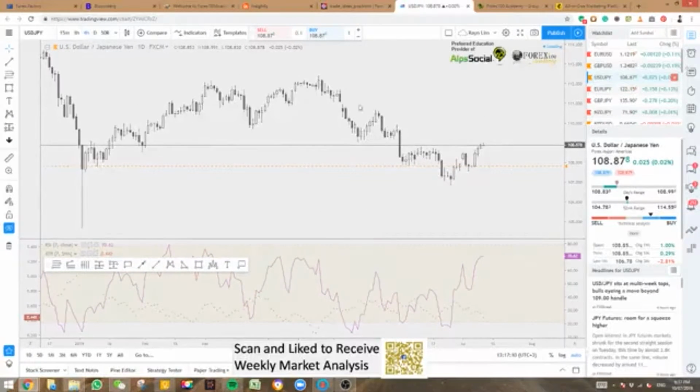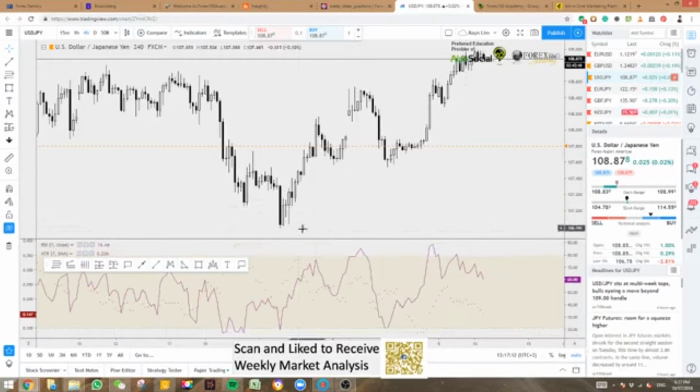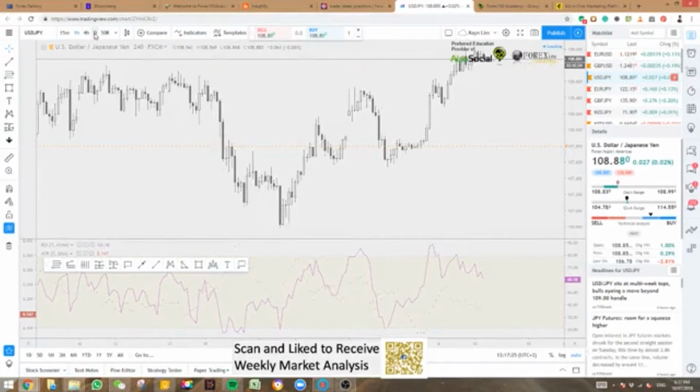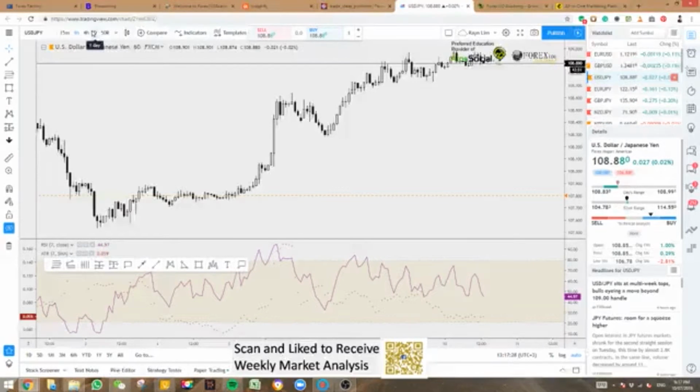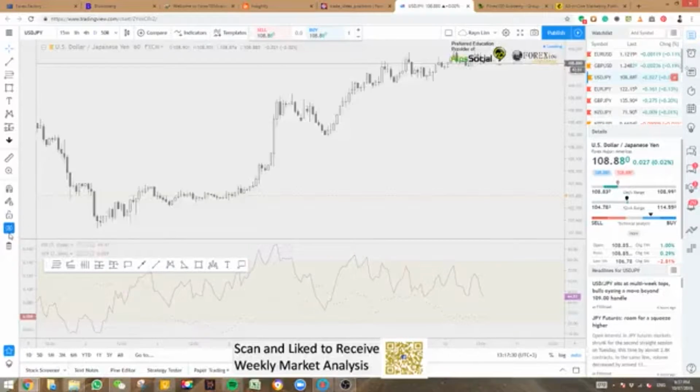Head down to the 4-hour. The 4-hour has created a break above and close above the highs. So right now on the 4-hour is a buying opportunity, having a buy zone over here. Head down to the 1-hour chart. Nothing much. Back to the daily chart, I'll share with you my analysis.